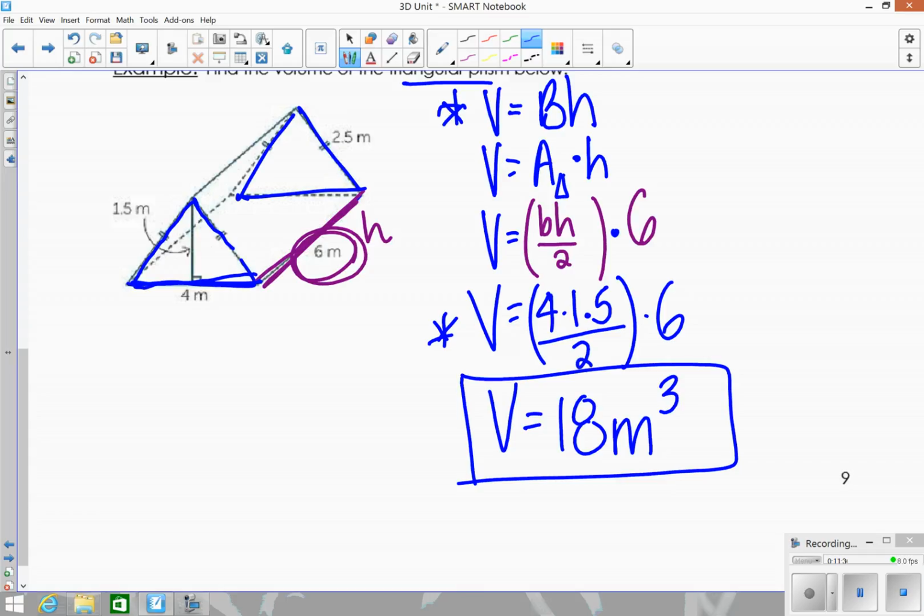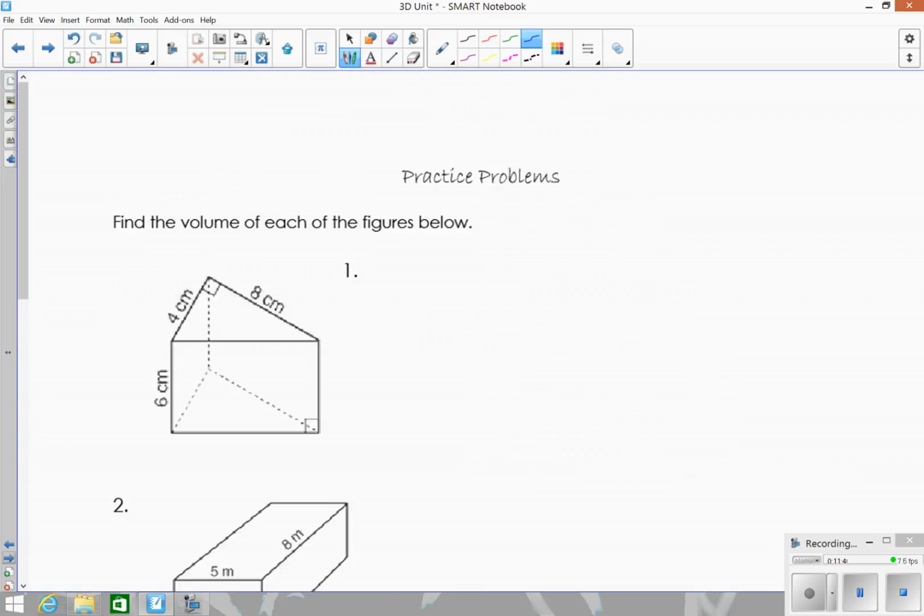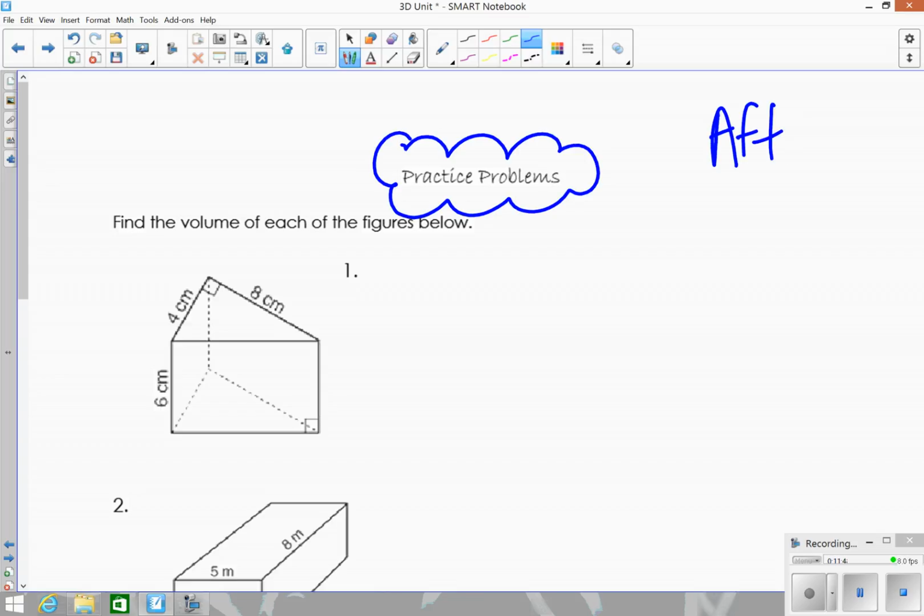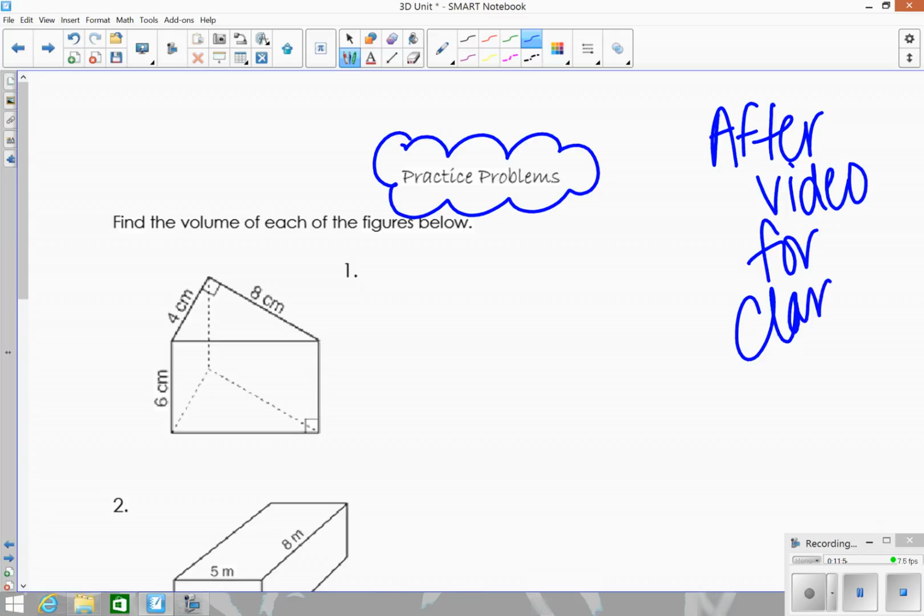So then if we go to the next page, there are some practice problems for you to do. You're going to do these after the video, and if you don't finish them, they'll become part of your homework. So come back to these after the video as classwork/homework. I'll be checking those to make sure that they are complete.